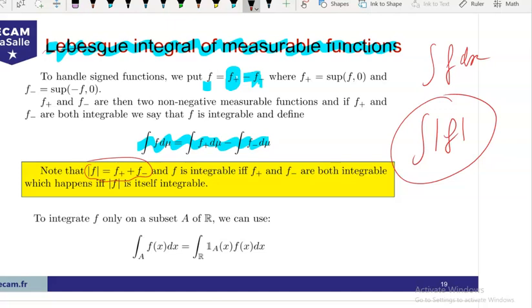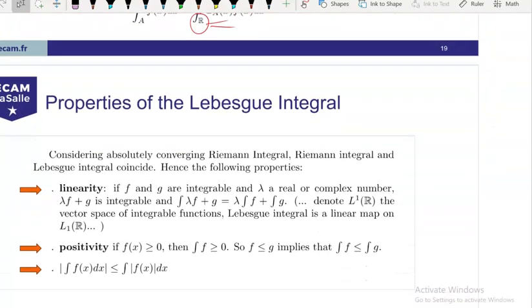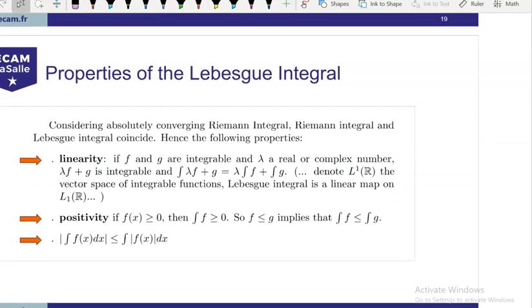As you see, we no longer put any kind of bounds by default. It means that by default, it's always defined on R. If we want to restrict the domain of integration, we multiply by an indicator function. That's one of the uses of that. And to finish, the properties of the Lebesgue integral are exactly the same as before. Of course, the Lebesgue and Riemann integrals coincide when the integral is absolutely converging.